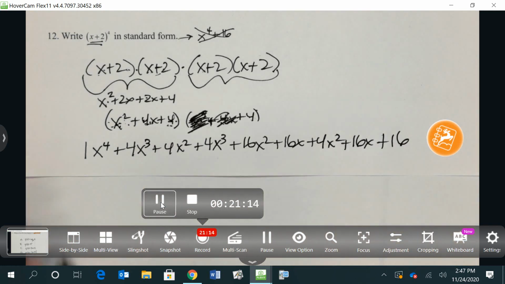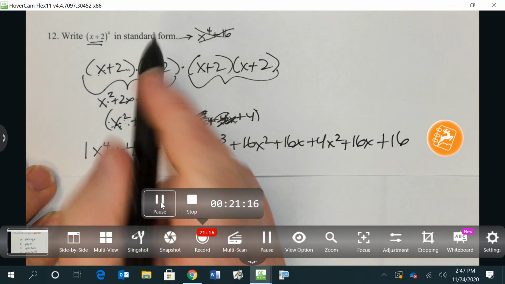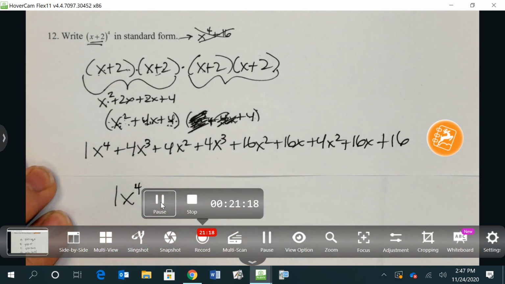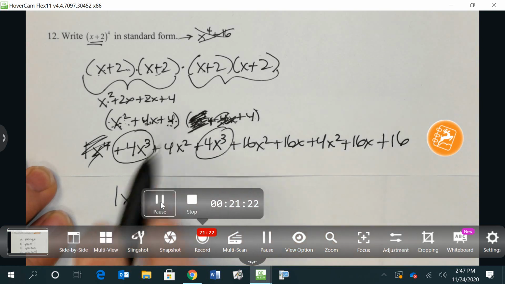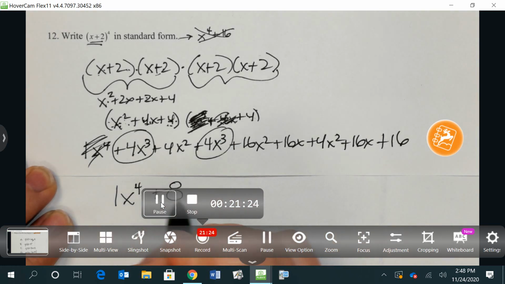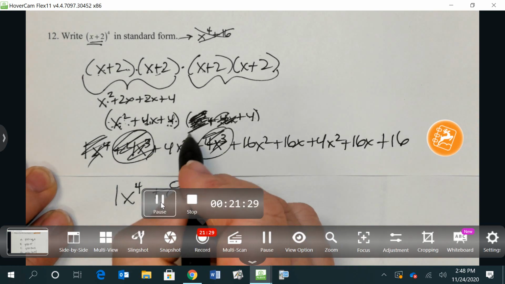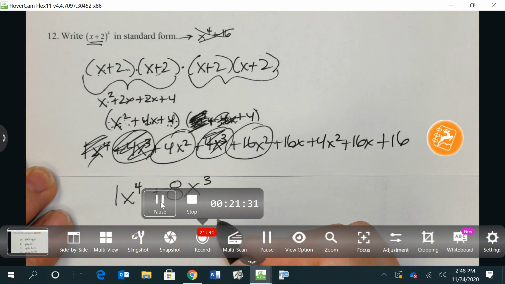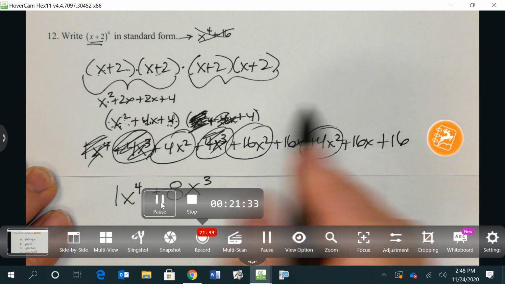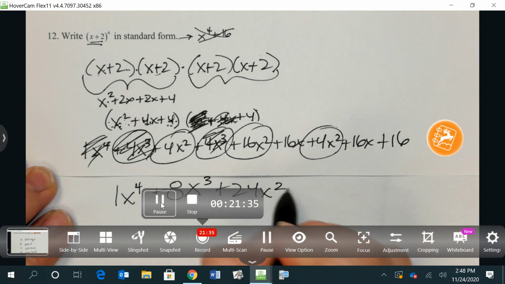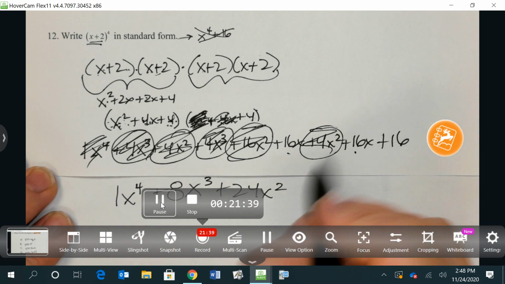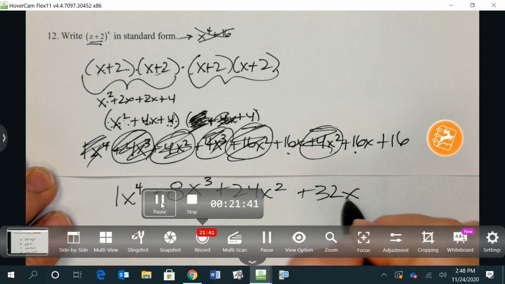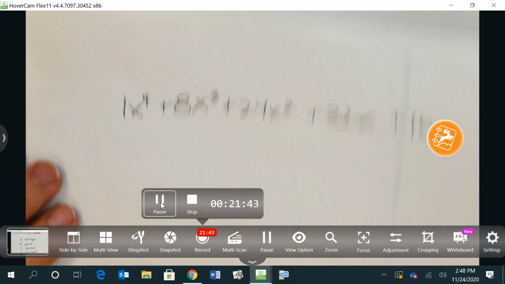Now combining like terms. So there's only one term, remember in standard form, with an x to the 4th. I can cancel it. I'm going to circle everything with a cube. So 4 and 4 would be 8. x cubed. Done with those. Now squares. So 4 and 16 is 20. And 20 and 4 is 24x squared. Now just x to the first, 16 and 16 is a 32x. And lastly is the constant 16 by itself.